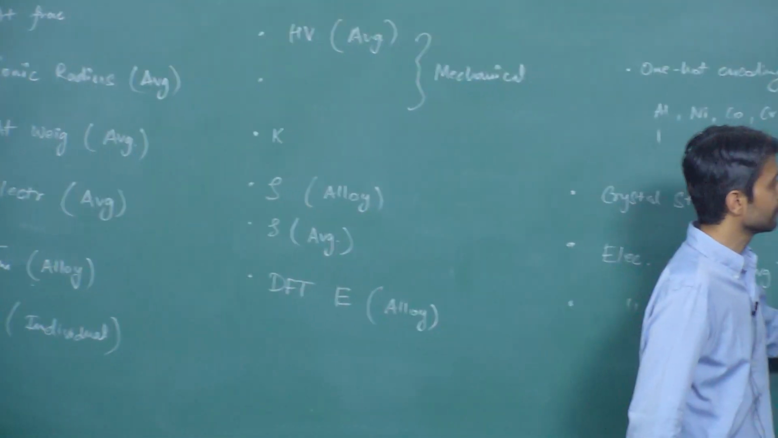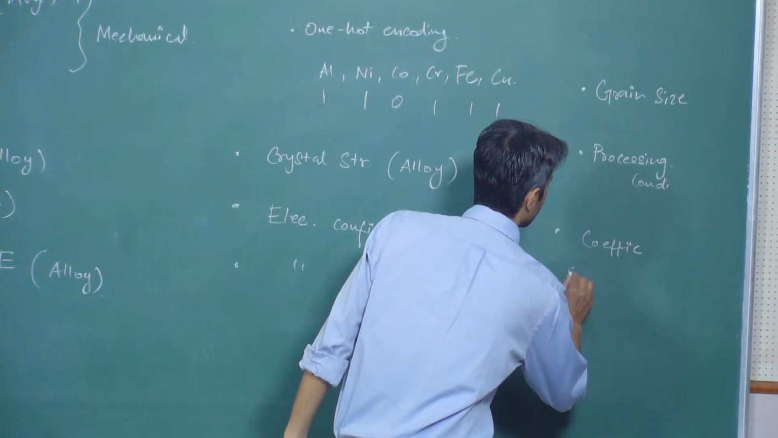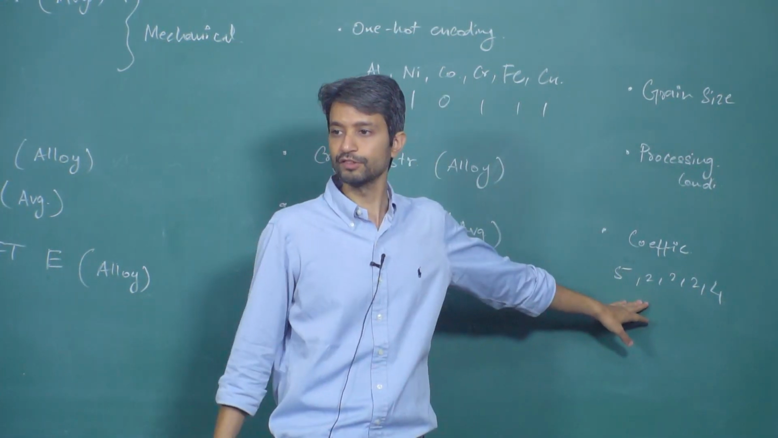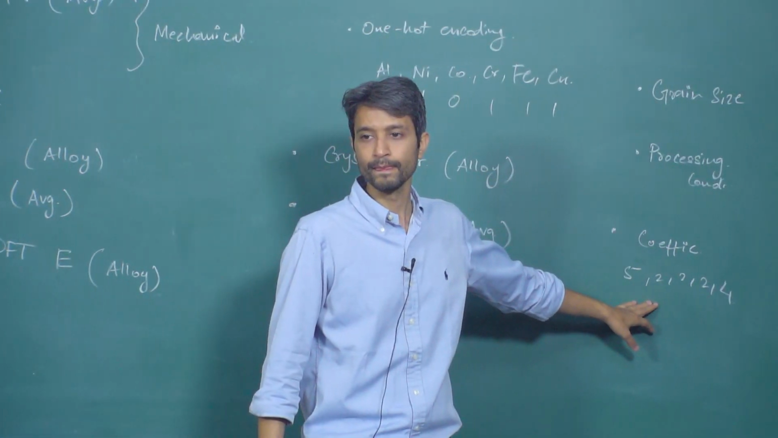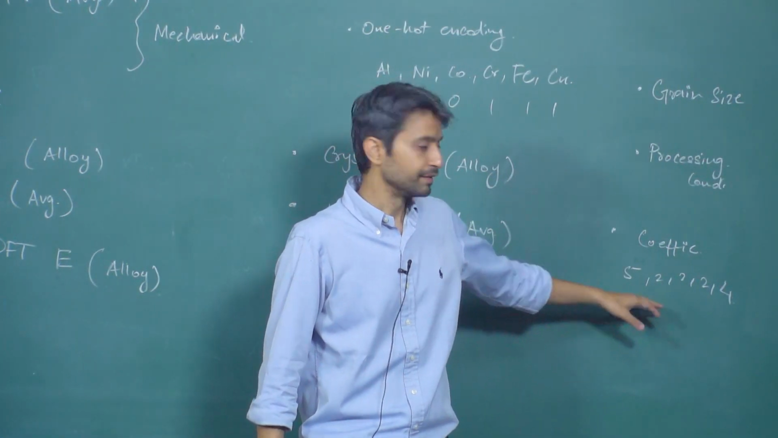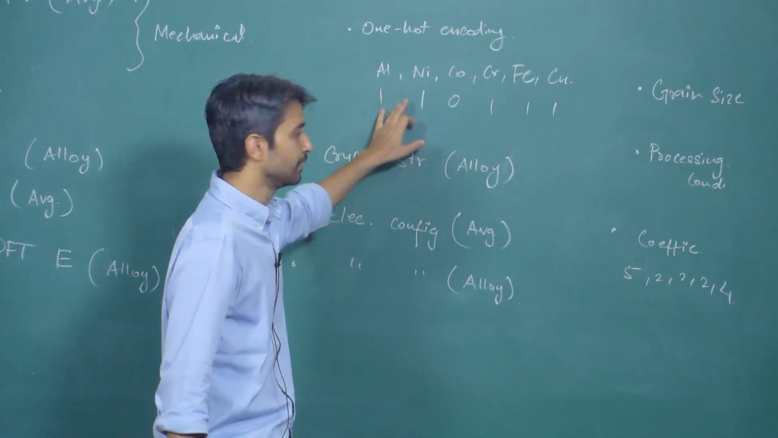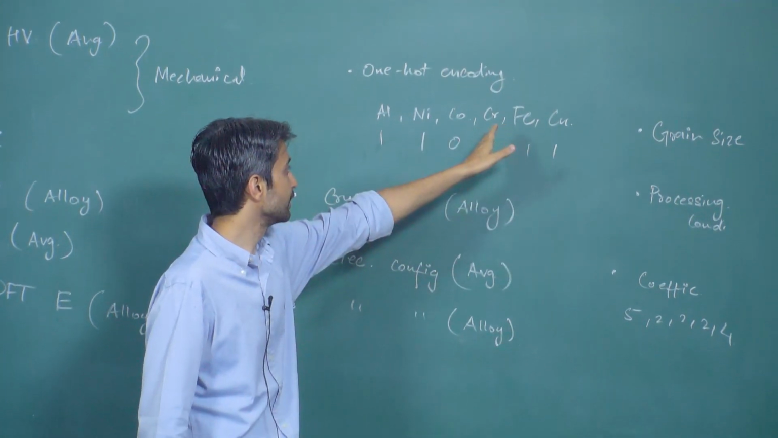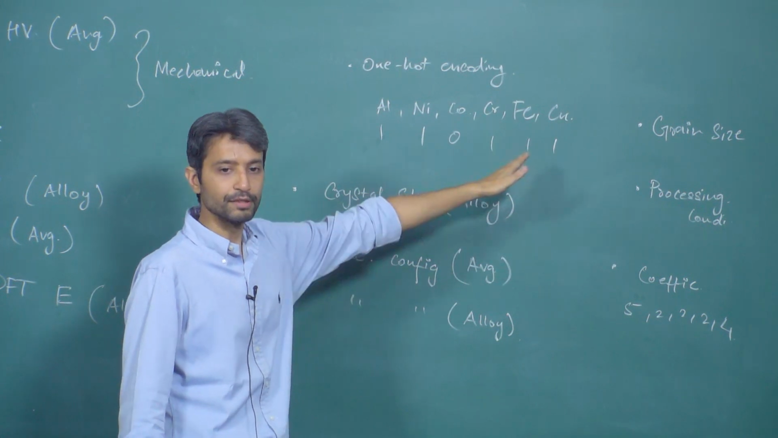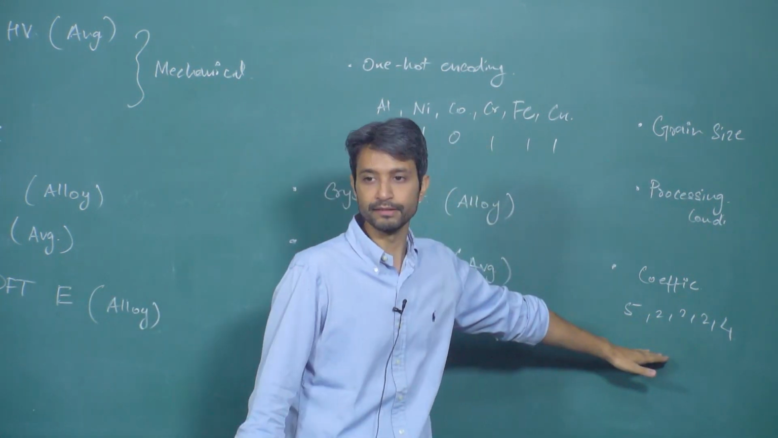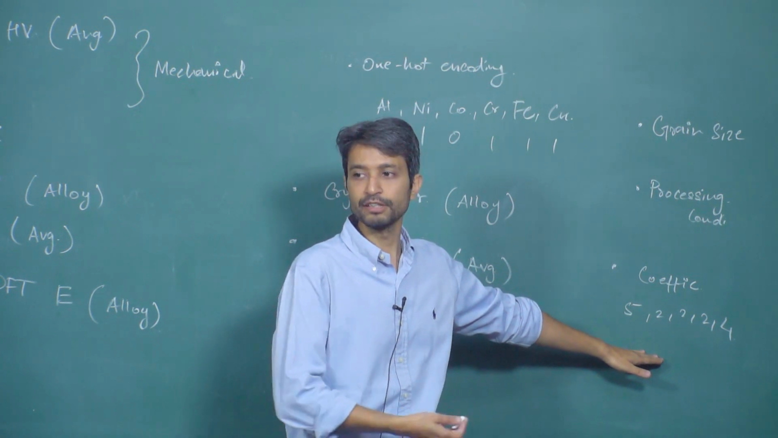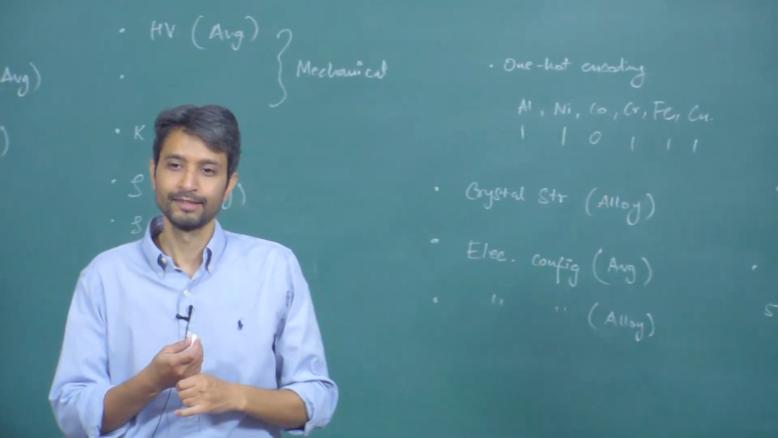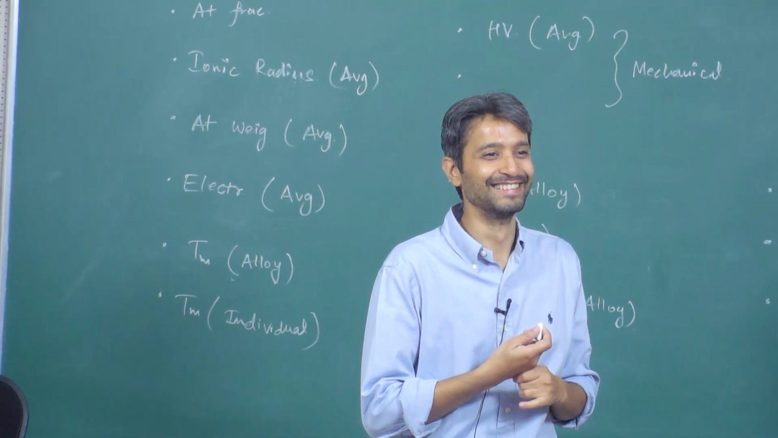Okay. Let's start with this. What do you think? Can I have this coefficient? So for example, 5, 2, 2, 2. Can this be my feature? Yeah, just like this, I will preserve the order. First aluminum, then nickel, then cobalt, then chromium, iron, then copper. So I'll preserve this order and then only I'll write it. So then is it a good fingerprint? Yes. Okay. How many of you say no? I know one person will say no.